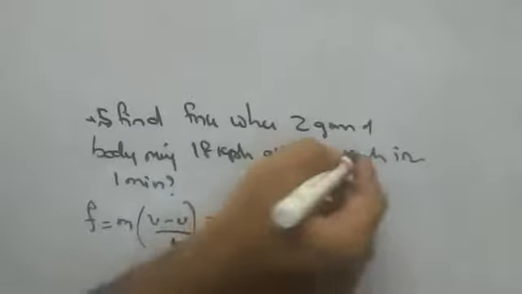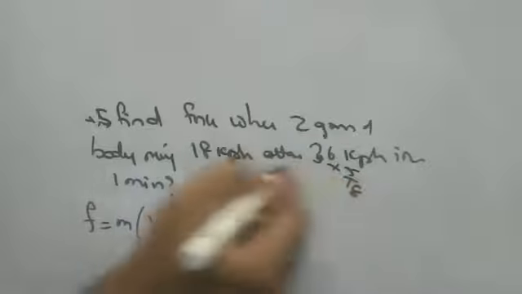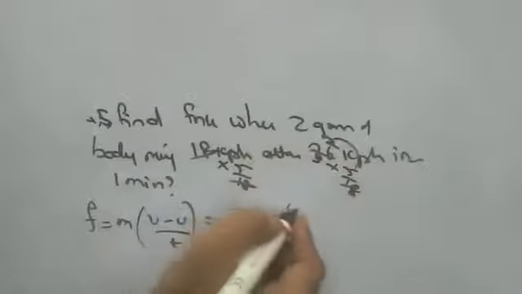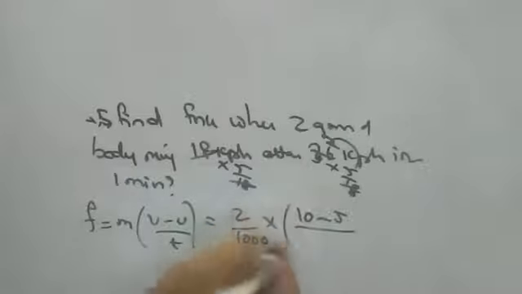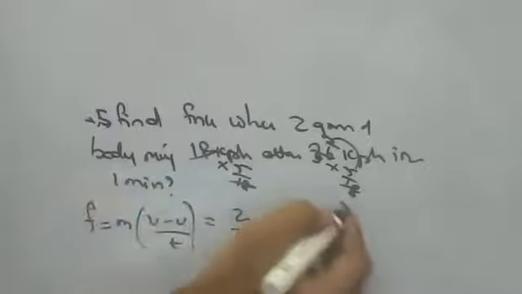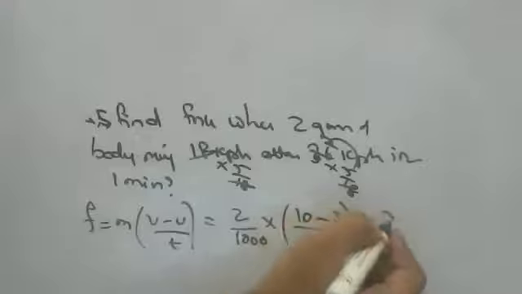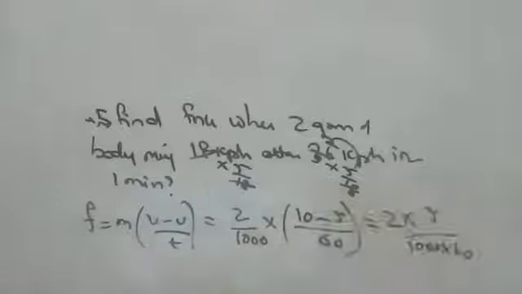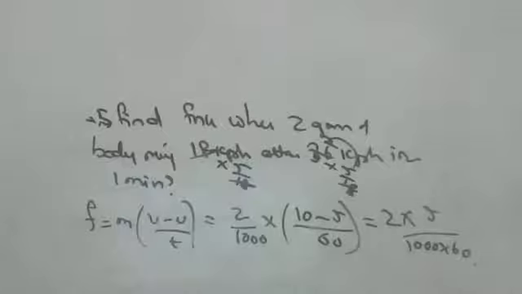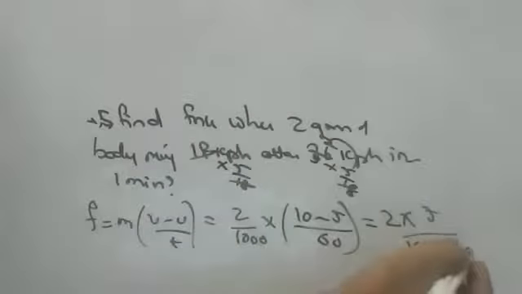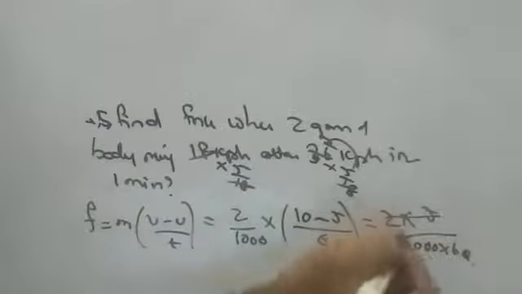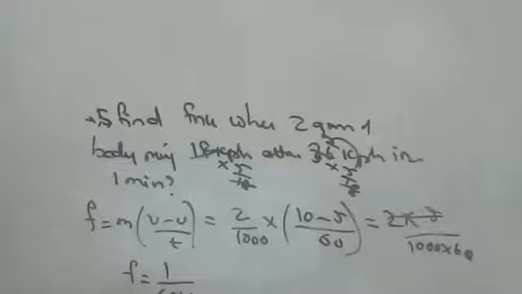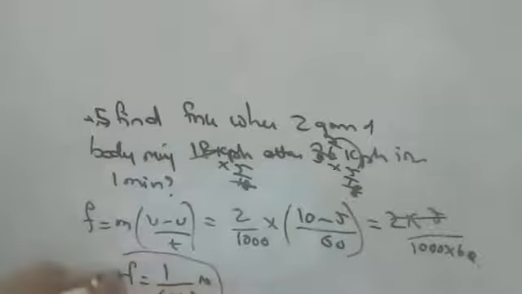Okay. Final velocity 36 into 5 by 18. Initial velocity 18 into 5 by 18. 18, 18 cancel, 2 5s are 10, minus 5. In 1 minute, 1 minute means 60. So 2 into 5 by 1000 into 60. So this 0, this 10 gone. So the answer, children, is approximately 1 by 6000 Newton. This is the answer.